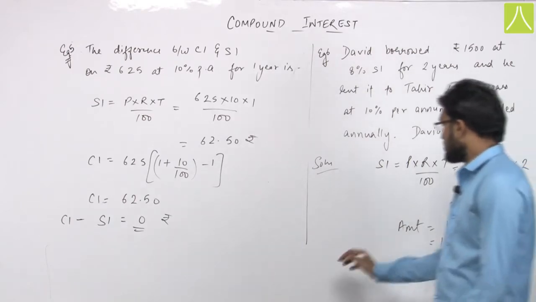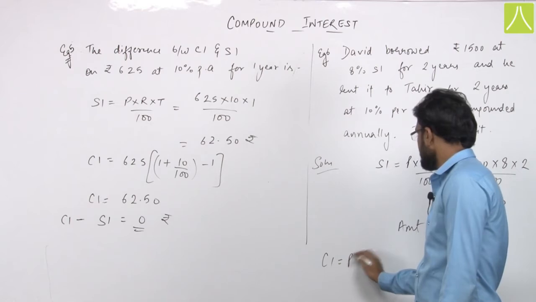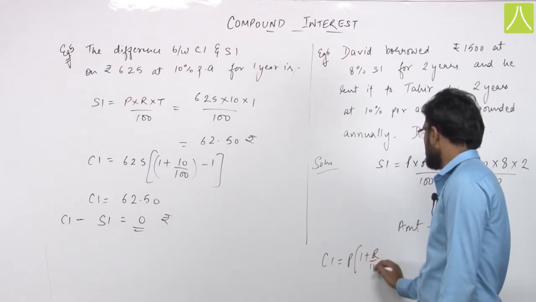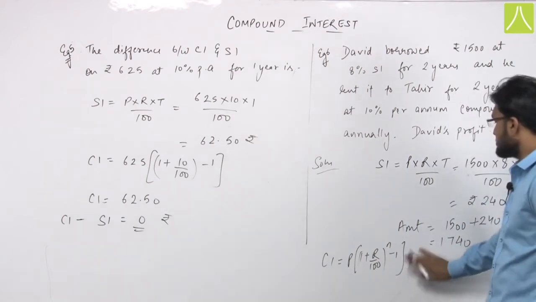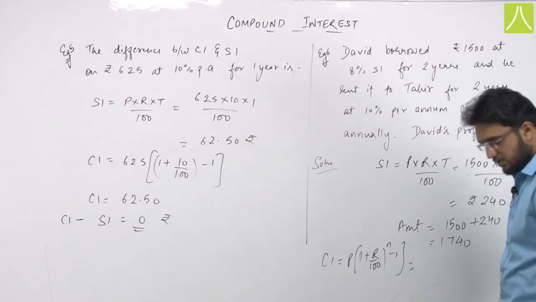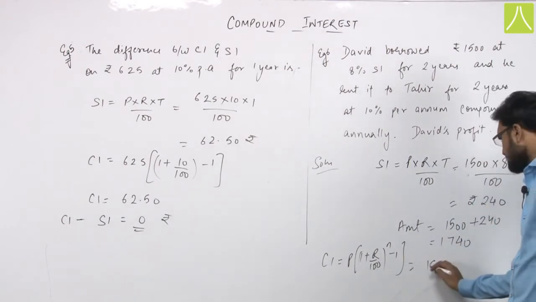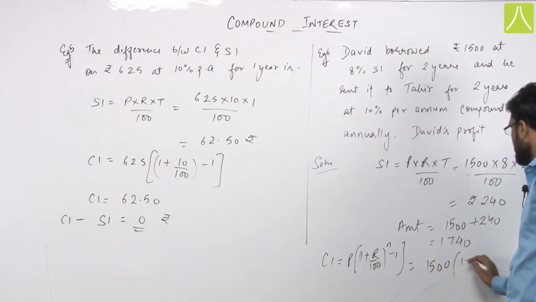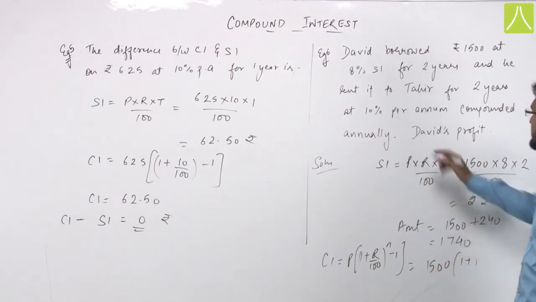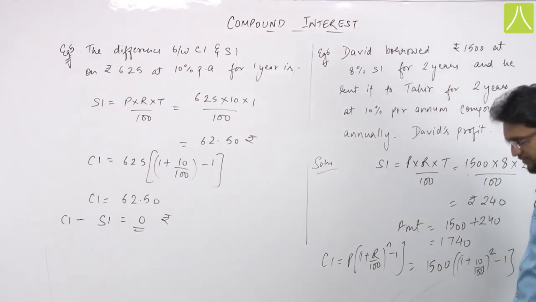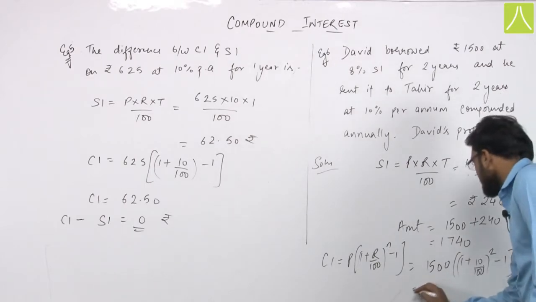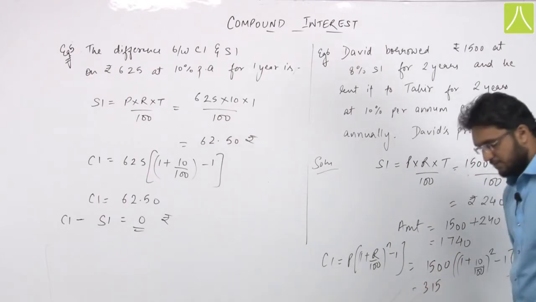Now calculating the compound interest, which is equal to principal into (1 plus rate upon 100) whole power n, minus 1. Substituting the values, the compound interest is equal to 1500 into (1 plus 10%) for 2 years, minus 1. Solving this equation, you will get 315 rupees.